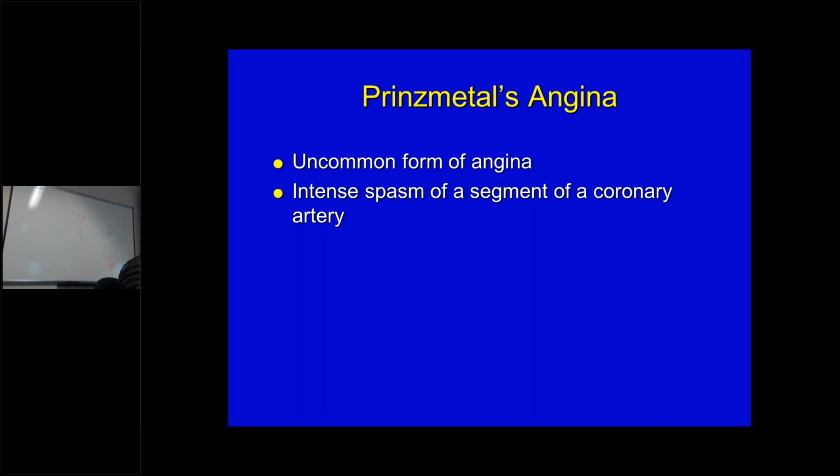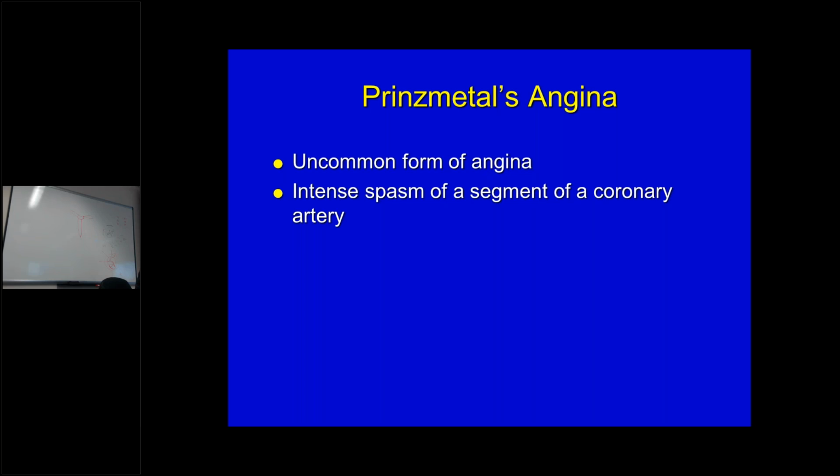Prinzmetal angina. This is when your coronary arteries spasm. So who does this happen to? It could happen to anybody, right? People's muscles spasm. It's kind of bad luck to have that muscle spasm happen in your heart, but it certainly can happen. Or at least I should say the blood vessels in your heart.